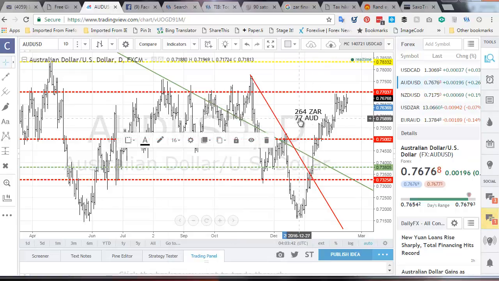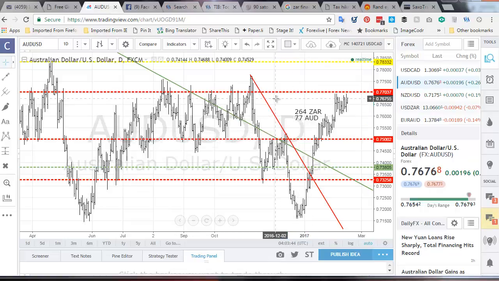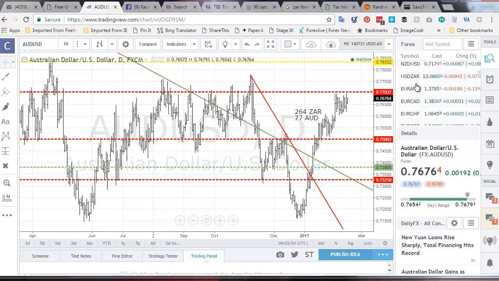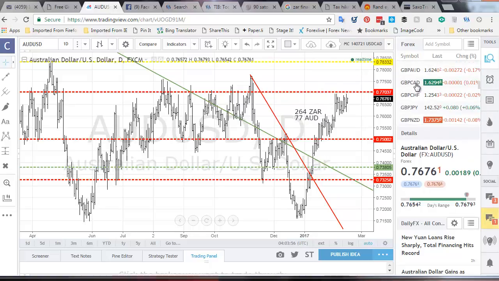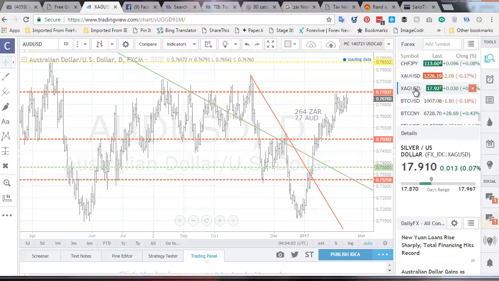And that's all I really need to do for now, because this is starting to show something. The South African Rand has moved 264 pips, and the Aussie dollar has moved only 77. And the last one I'm going to have a look at is silver, because I had a trade open on silver.